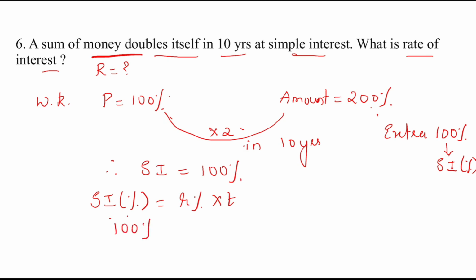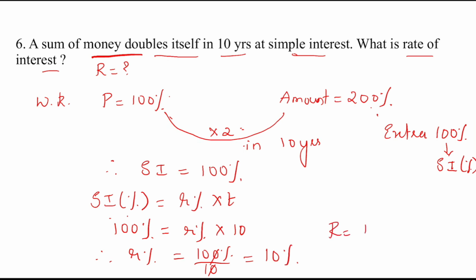So 100% is equal to R% into time. We know it is 10 years. For 10 years interest is 100%. So therefore R% is equal to 100% divided by 10. So 0 cancels, which is equal to 10%. So rate of interest, we got it as 10%. See, so simply we solved the problem. So next problem.